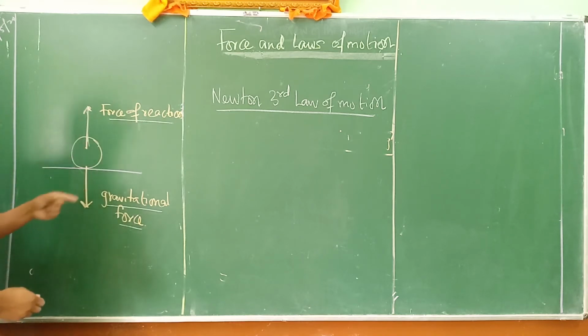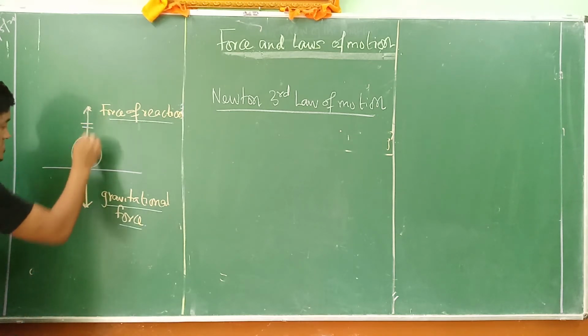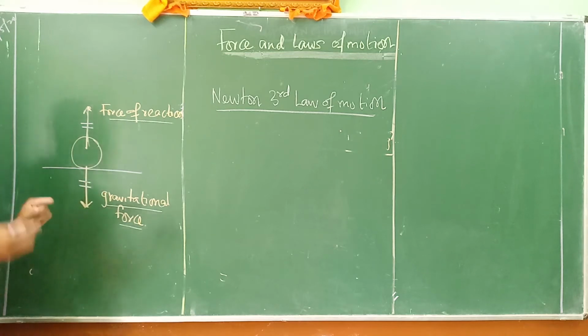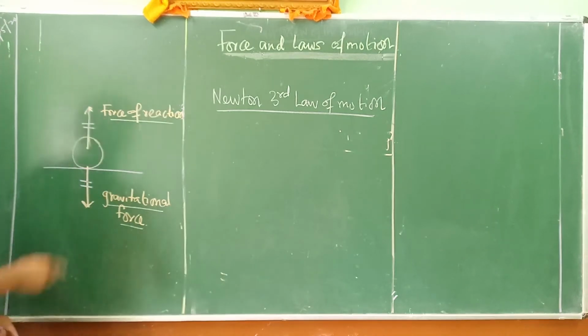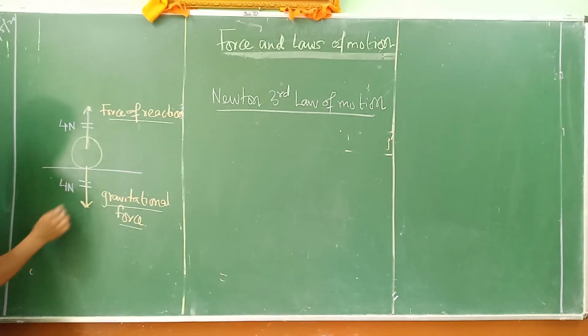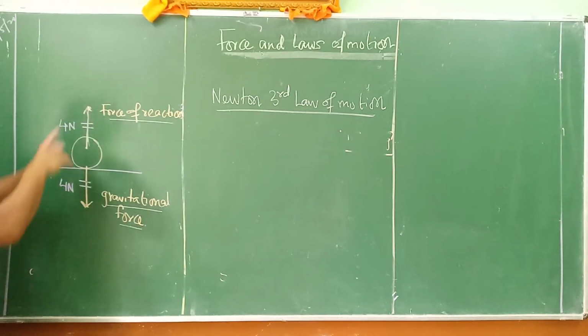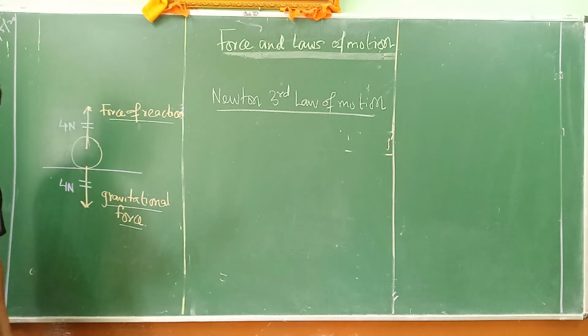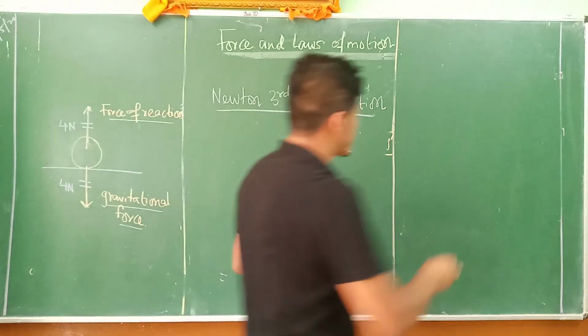But why is this not happening? Because this particular force and that particular force are equal in magnitude. That means, let's imagine this is 4 Newton here, and this is also 4 Newton, so they are going to cancel out because they are in opposite directions. Understand?